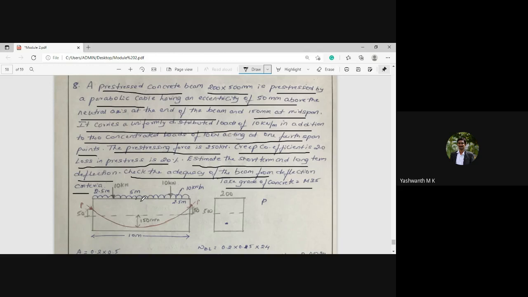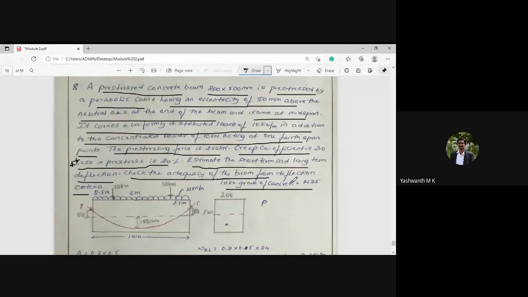And another, very important change is that in this particular problem, loss has been encountered. So you need to consider those losses and calculate the deflection. That has been highlighted. Did you get my point? By considering the losses in pre-stress, that is 20%, you need to calculate the deflection. So that is the change from the last problem.